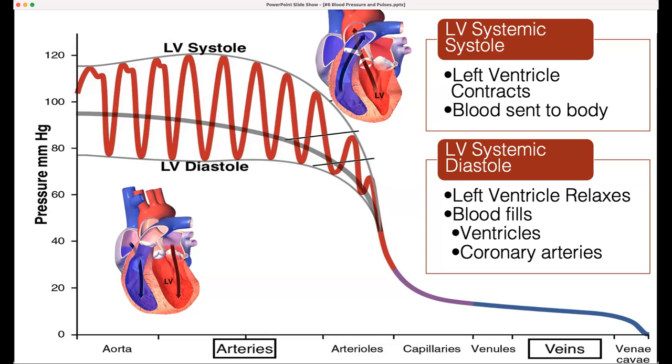So during diastole, the left ventricle is relaxing. The coronary arteries are getting filled along with the ventricles. And notice how that pressure drops off as it goes to the arteries, the capillaries, and the venules. And the veins, notice the veins still have up to 20 millimeters of pressure in them.